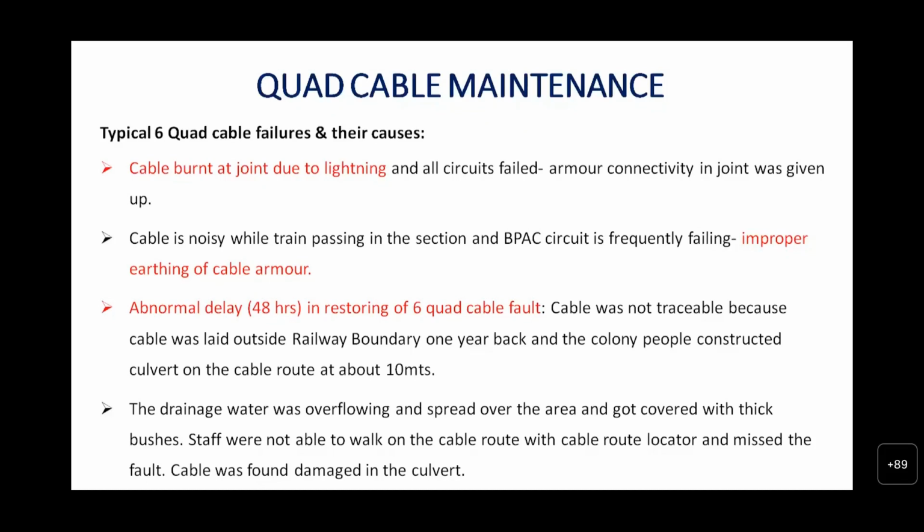Another one is abnormal delay, that is 48 hours, in restoration of a 6 quad cable fault. The cable was not traceable because it was laid outside the railway boundary one year back, and the colony people constructed a culvert on the cable route about 10 meters.